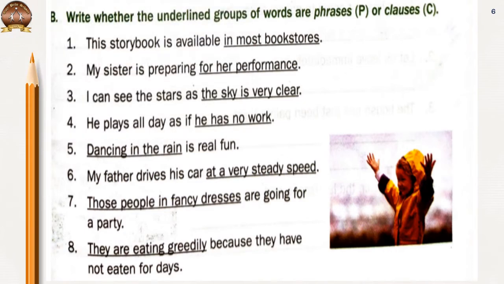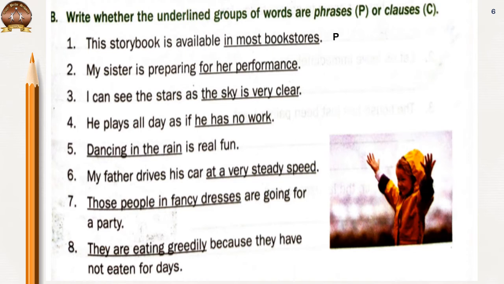Now let's solve these exercises from the book. As you see in this exercise, we have to identify which of the underlined groups of words are phrases and which ones are clauses. So how do we differentiate? When we see that the underlined group of words has an independent verb hidden inside, then we understand that it is a clause, because phrases never have a verb, a finite verb to be precise. So in most bookstores, of course, there is no verb in it, so it is a phrase.